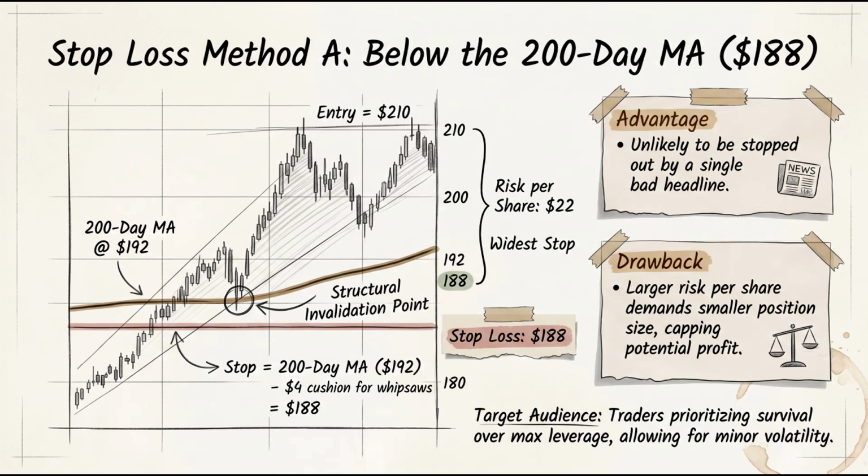For our first stop-loss method, we use the 200-day moving average as our structural invalidation point, with the average at $192. Placing a stop $3 lower at $188 gives us a $4 buffer against volatility. Since our entry is near $210, we are risking $22 per share. This is our widest stop, which is ideal if you want to hold through minor market noise. But remember that the wider risk means you must take a smaller position size. The benefit is that you are far less likely to be stopped out by a single bad headline.